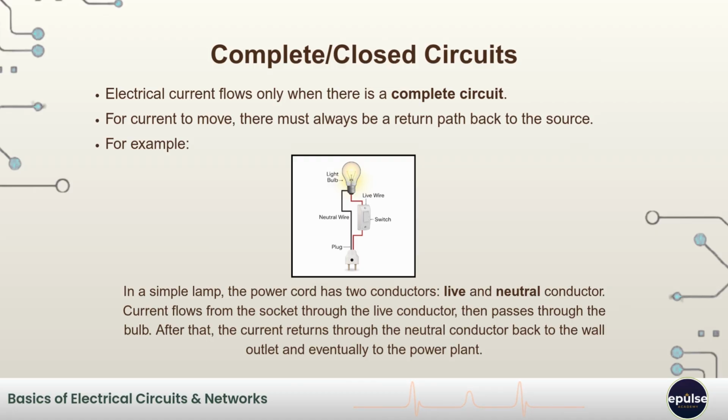Consider an example of a lamp connected to a wall outlet. The power cord contains two conductors, the live conductor and the neutral conductor. Current flows from the socket through the live conductor, then passes through the light bulb. After that, the current returns through the neutral conductor back to the wall outlet and eventually to the power plant.